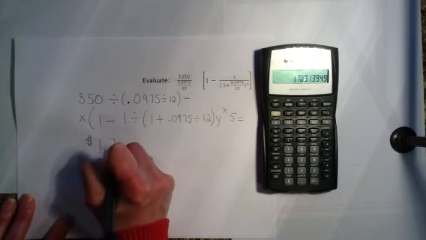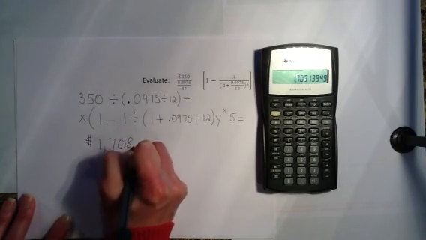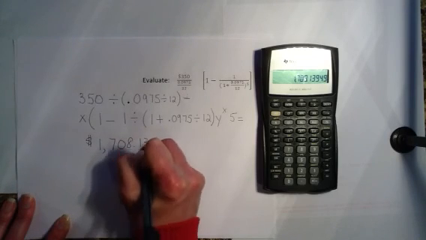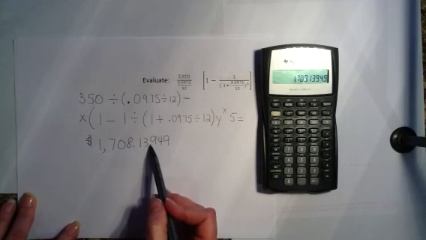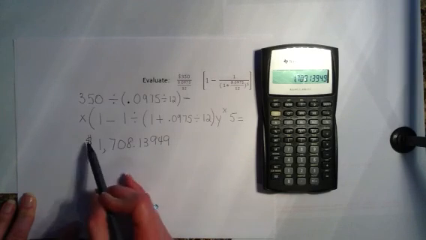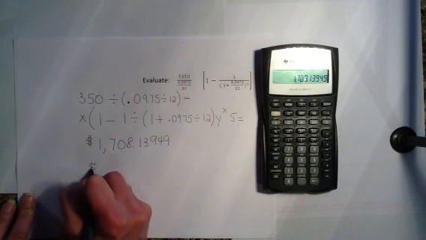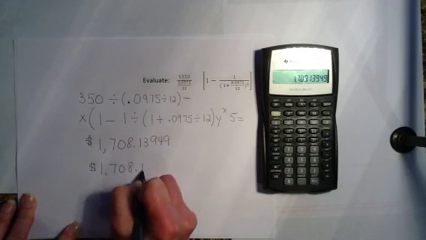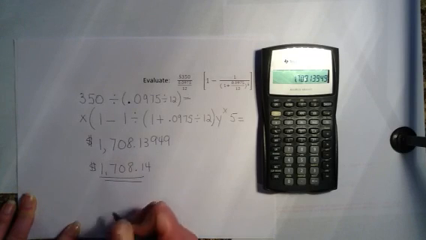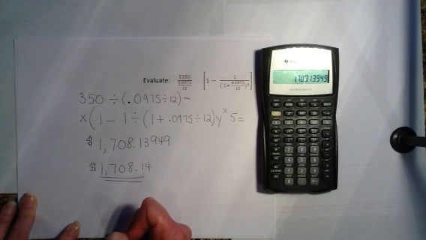It's going to be $1,708. And you'll notice it's got 13949. Well, again, we're not going to keep it at more than 2 decimal places because we're working with dollars and cents. So your final answer would be $1,708.14 rounded to the nearest cent. And that's how you would use your calculator to solve this question.